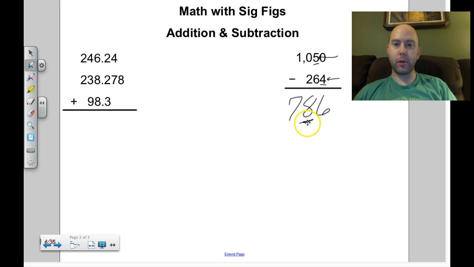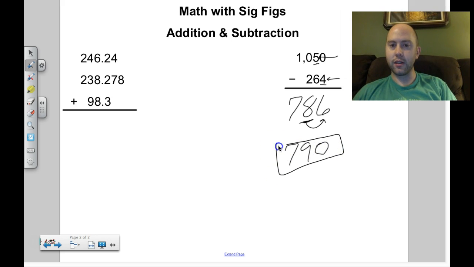So here's where I'm going to round my answer. Look at the number next to it. It's a 6. So this time I'm going to round this up to a 9. Now be careful. Your answer is not 79, it's 790. So make sure you do that correctly.